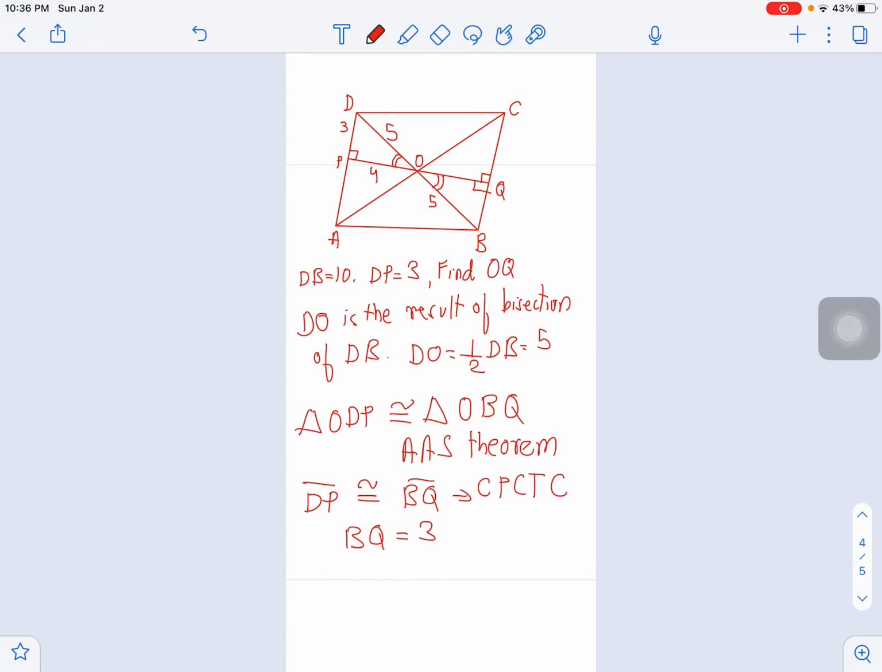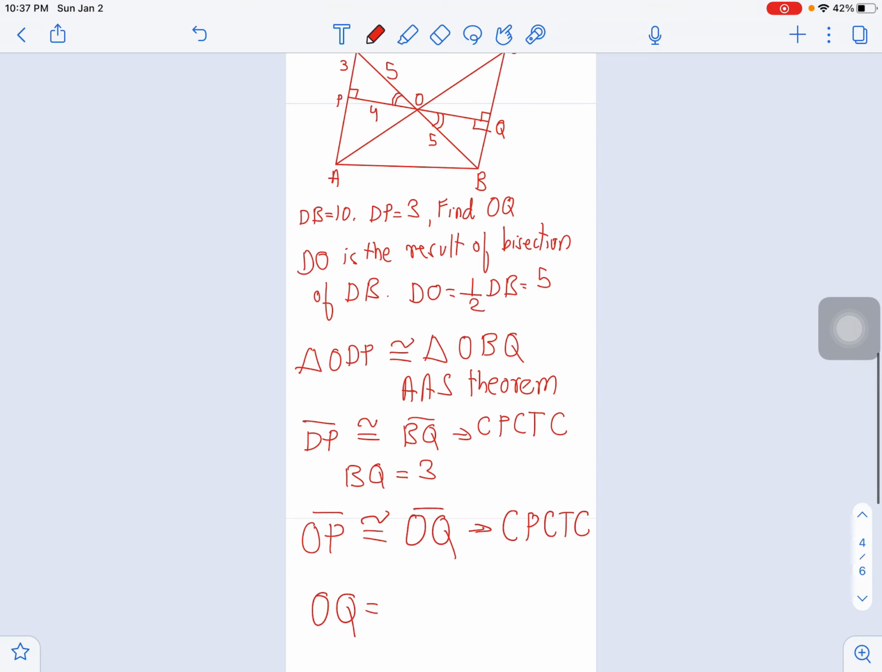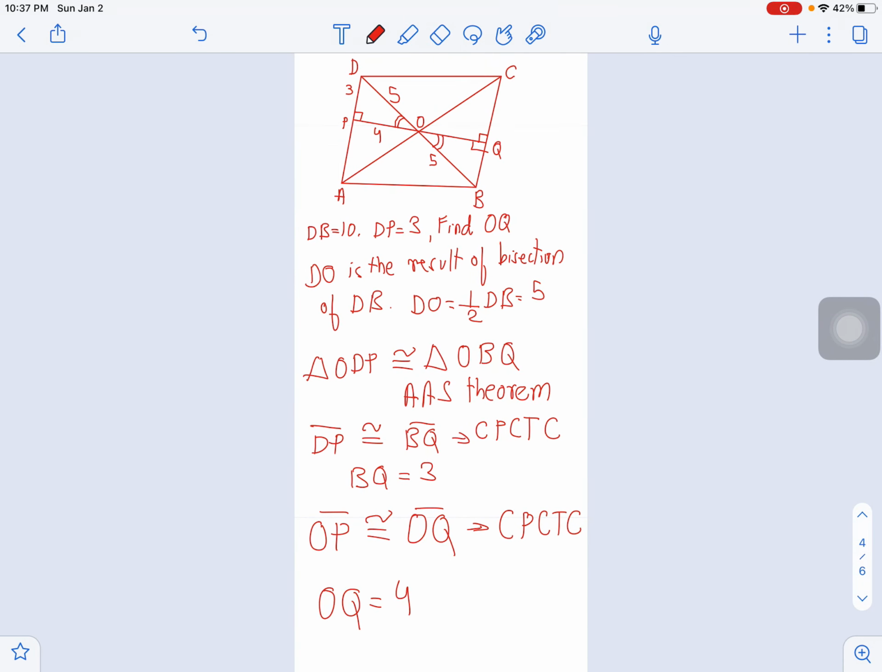You get OP congruent to OQ. Same reason, CPCTC, and therefore OQ also becomes 4 units. That's how you solve for the missing value, which is OQ, and that turns out to be 4 units.